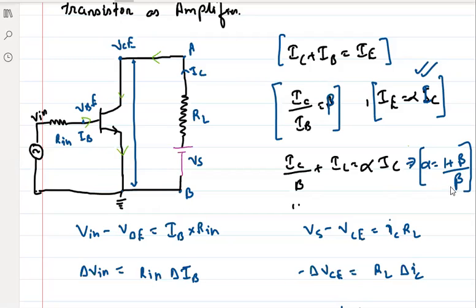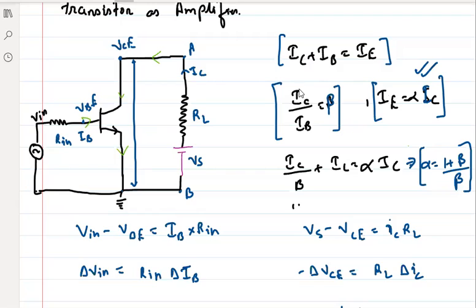So basically alpha is your current gain in common base configuration. Sorry, common collector configuration, right? So we won't be worrying about this. We will be just worrying about common emitter configuration. Current gain is output by input, output current by input current. Output current is collector current, and input current is base current. As simple as that. Okay, right?